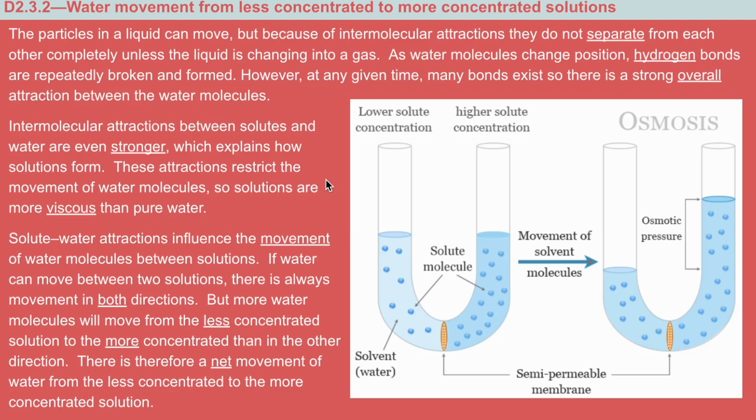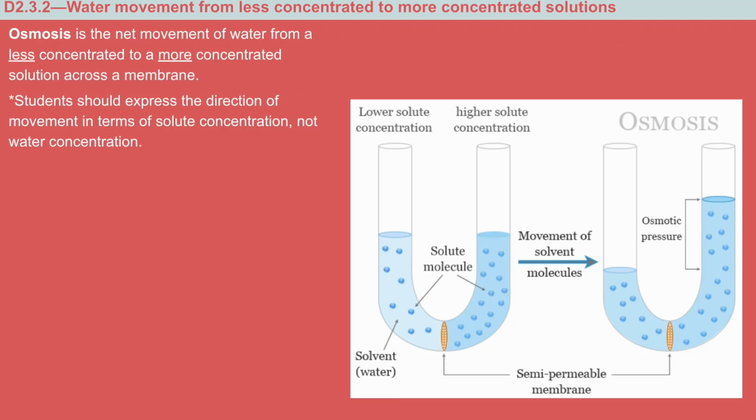All right, so we're going to look back at osmosis, which should be review. Remember, osmosis is the net movement of water from a less concentrated to a more concentrated solution across the membrane. If here we have a semi-permeable membrane, this is less concentrated, this is more concentrated. If the solutes are too large to move across the membrane through diffusion, we're going to see movement of water only, and that's called osmosis.